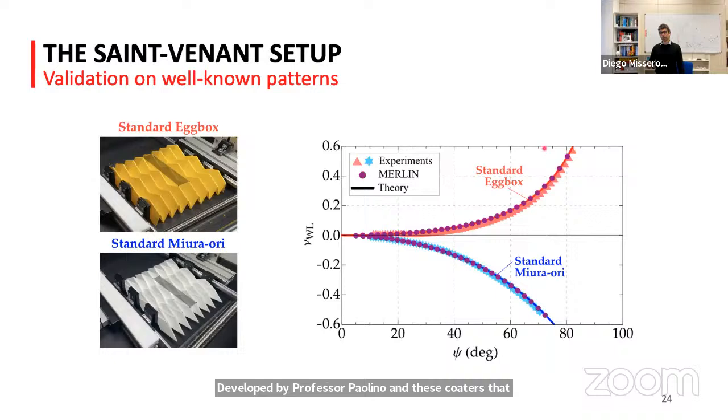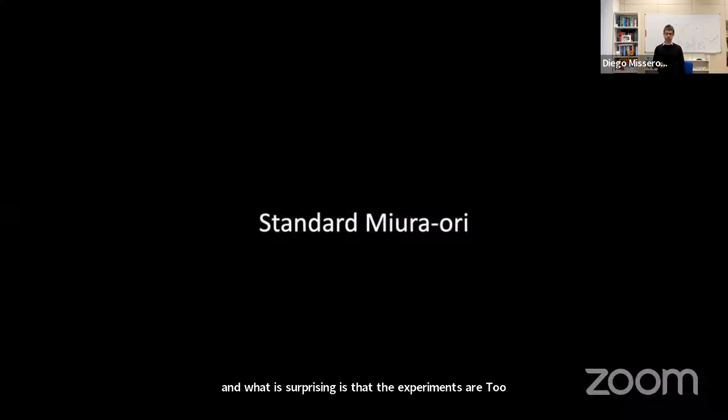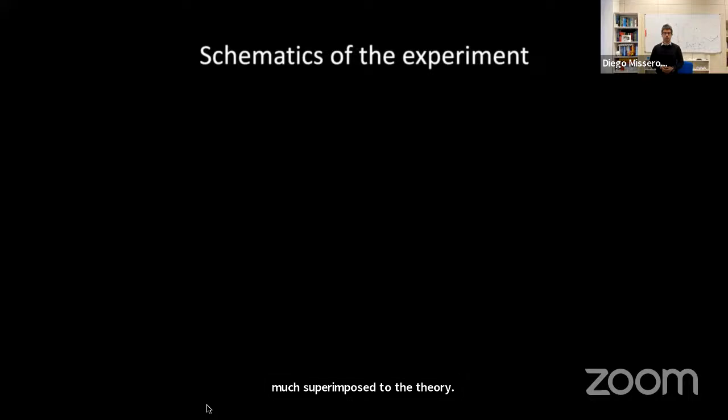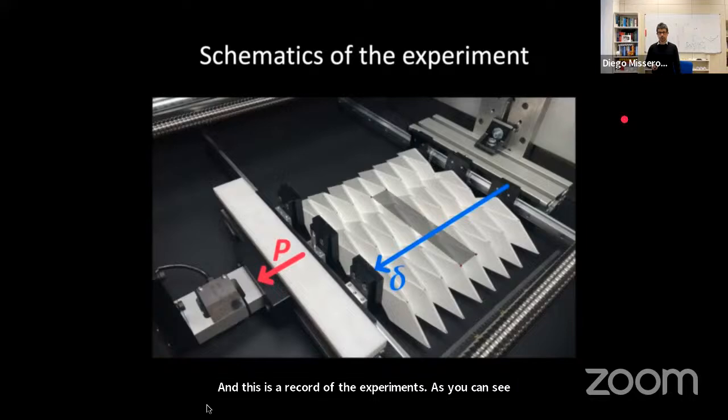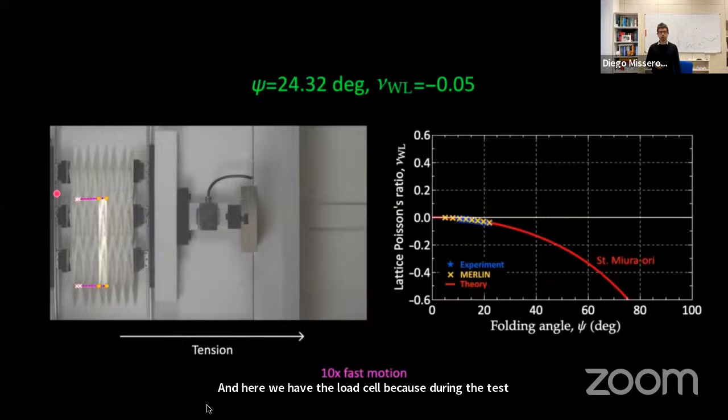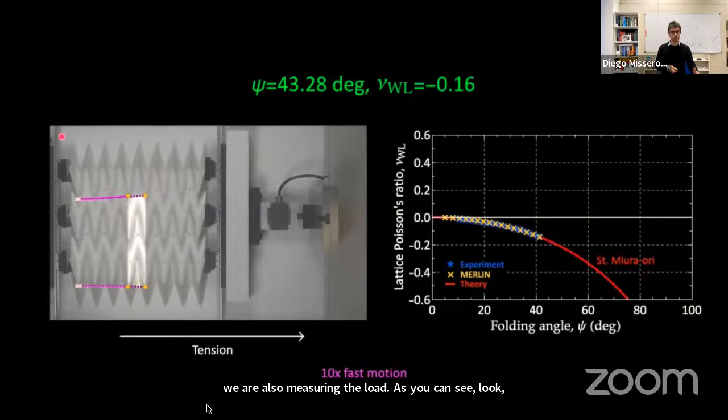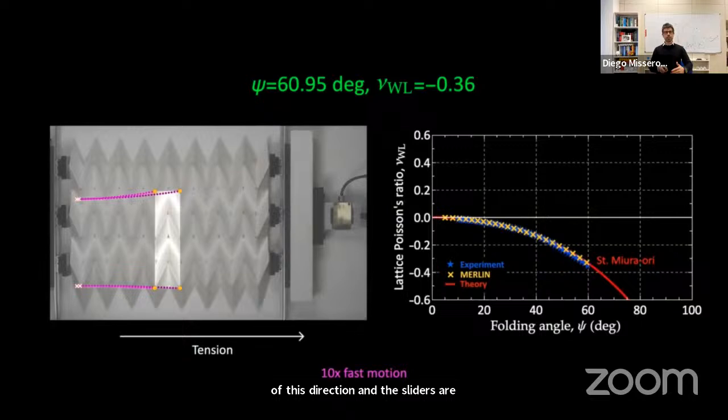The egg box, as I mentioned before, has a positive Poisson ratio. The standard Miura ori has a negative Poisson ratio. And what is surprising is that the experiments are very much superimposed on the theory. And this is a record of the experiments. As you can see here, we have the tessellation. And here we have the load cell, because during the test we are also measuring the load. I would like to draw your attention to this: you see the tessellation is expanding in the transversal direction, and the sliders are moving in the transversal direction. So it means that it's the tessellation itself that drives the motion of the slider during the test.